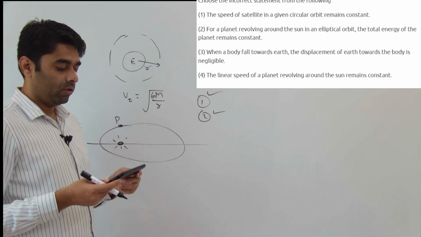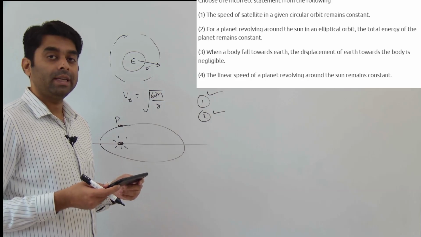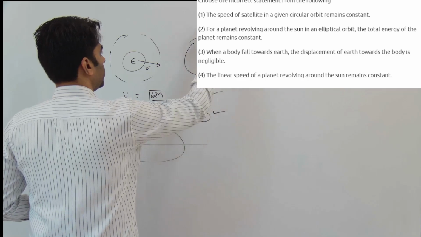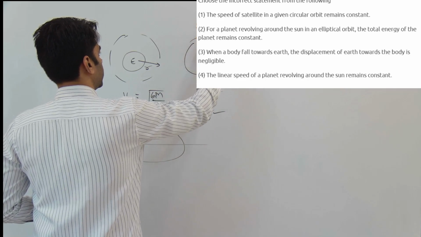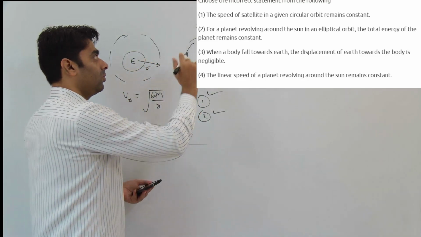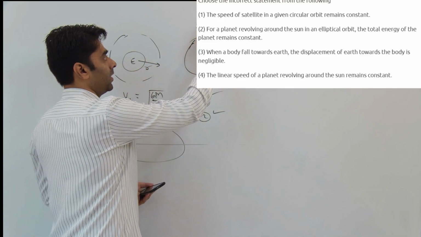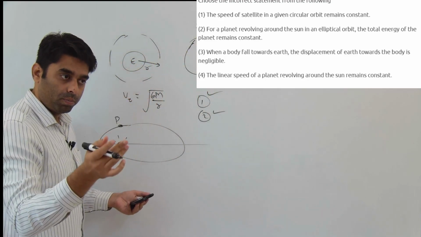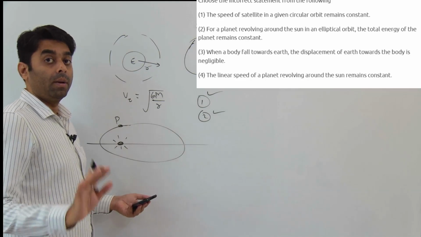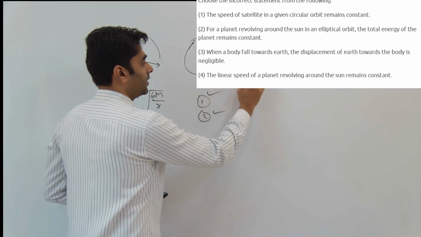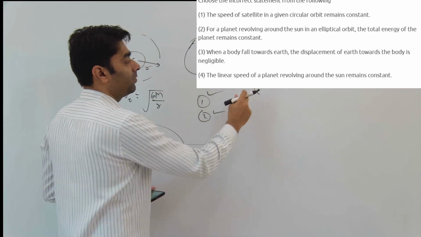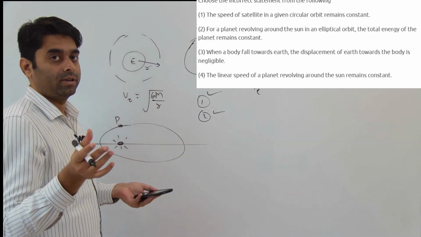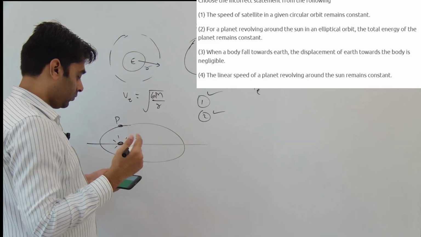Third is, when a body falls towards Earth, the displacement of Earth towards the body is negligible. Yes, this is very much right. We experience it also in our day-to-day life. If any object is falling towards Earth with a force, it is also applying a force. If Earth is applying force F on the body, this body is also applying same force F on the Earth. But as we see, acceleration is force by mass, and mass of Earth is very, very large. Therefore, this acceleration is negligible. It does not affect your Earth. That's why its displacement is 0. So this statement again is correct.